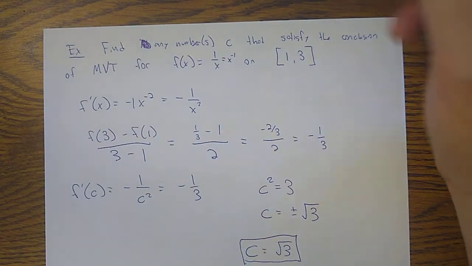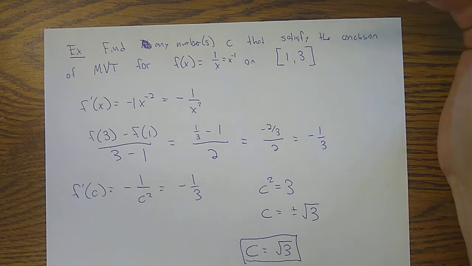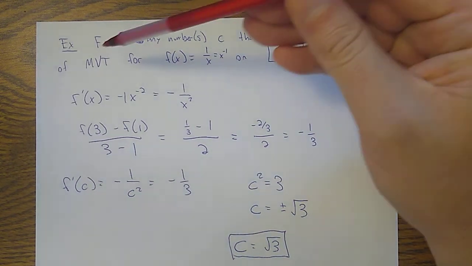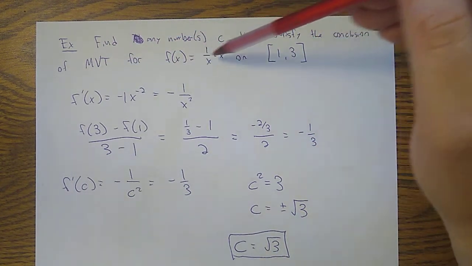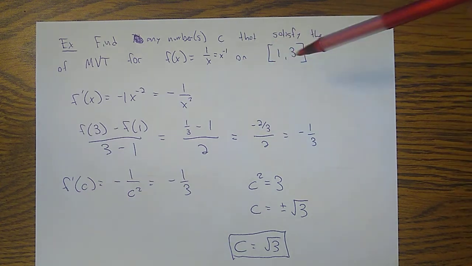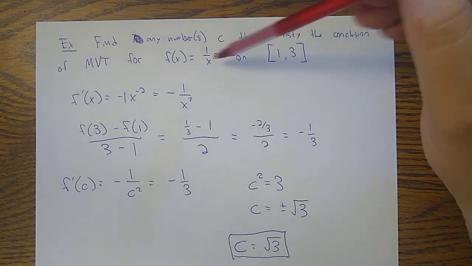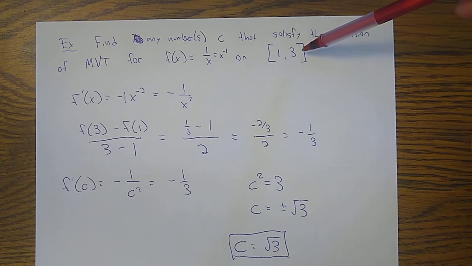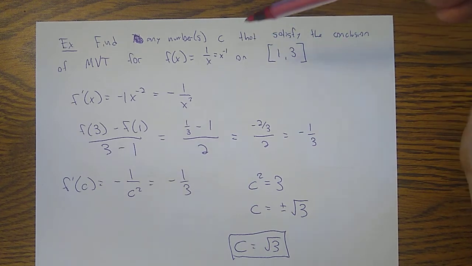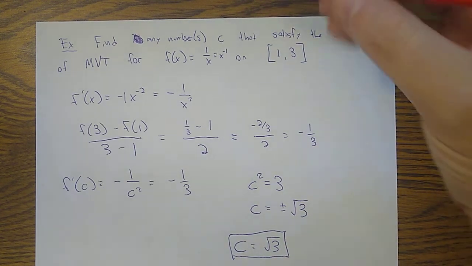Okay. For the next problem, we're basically doing the same thing, except it's mean value theorem instead of Rolle's theorem. Find any number C that satisfy the conclusion for this function on this interval. Notice the instructions don't actually say to check the hypotheses. I'll go ahead and check the hypotheses out loud just because I think it's good practice. But the instructions formally don't actually say to check the hypotheses. But let's do it anyway.